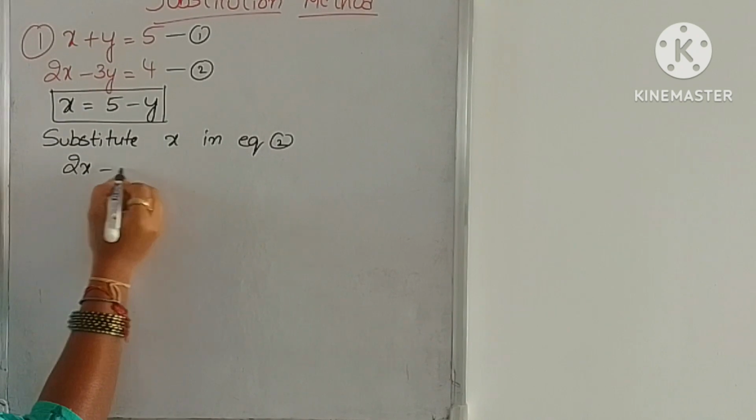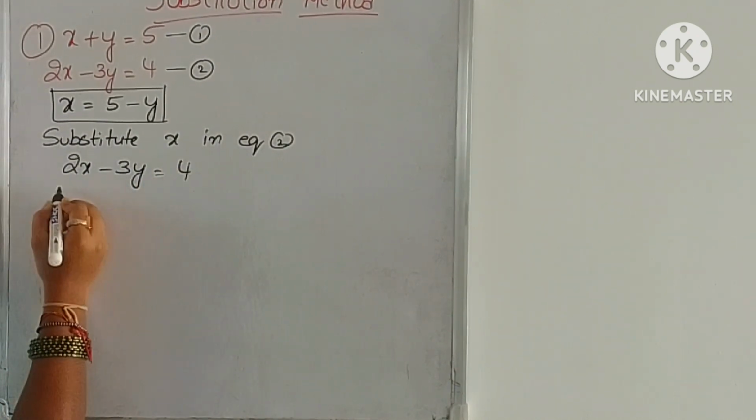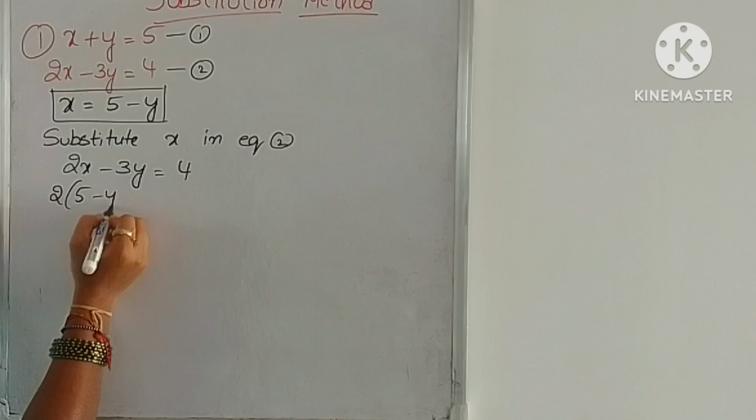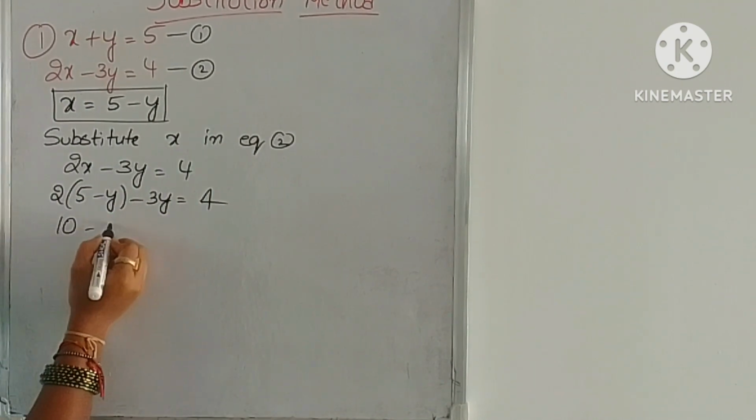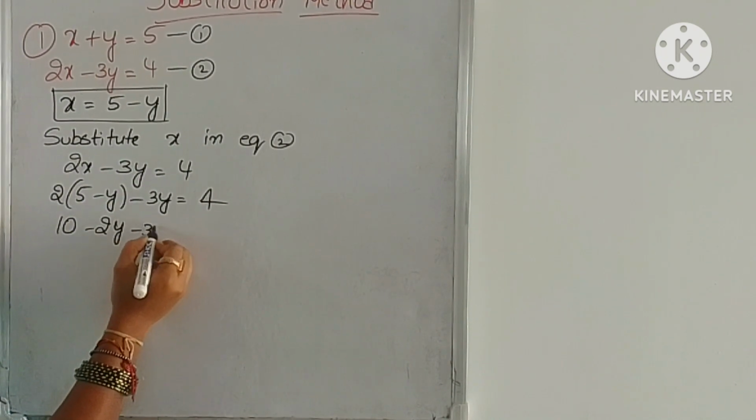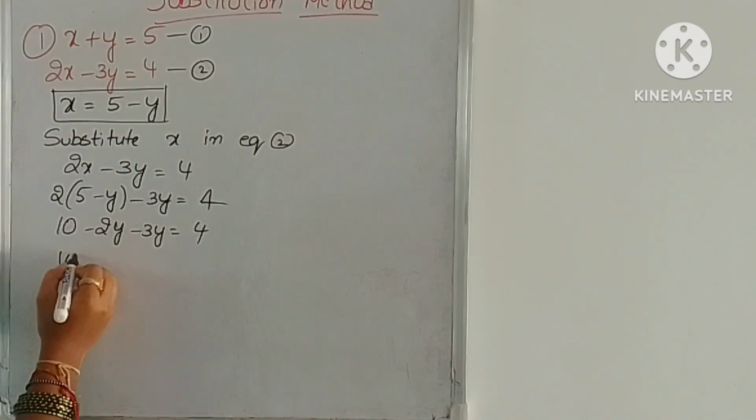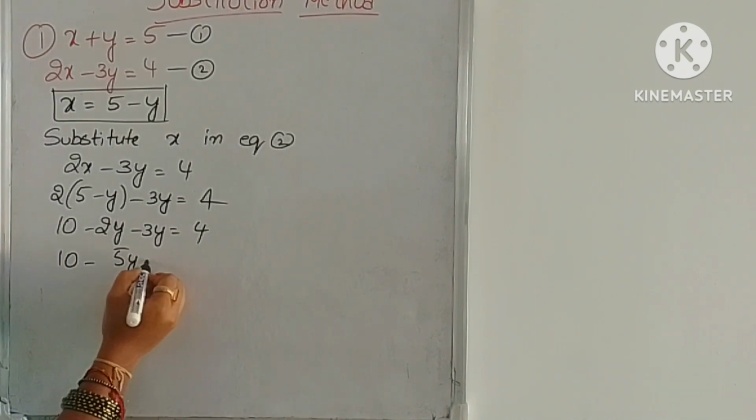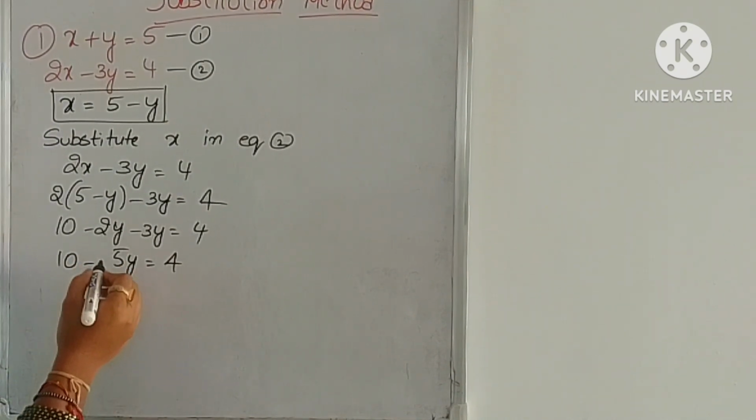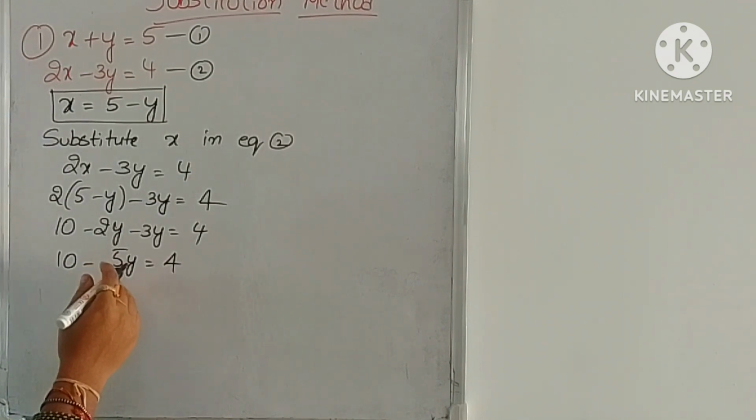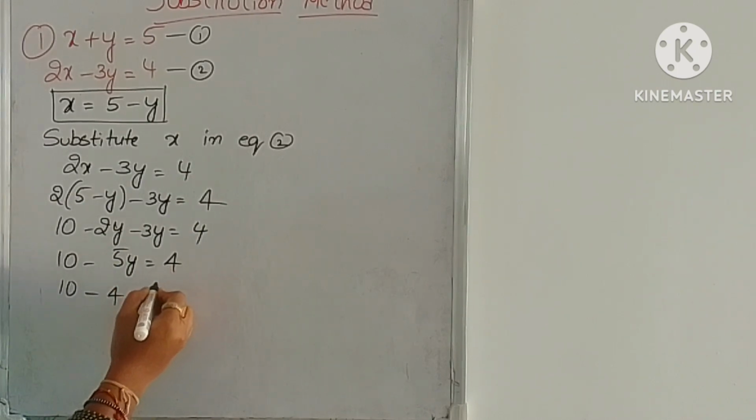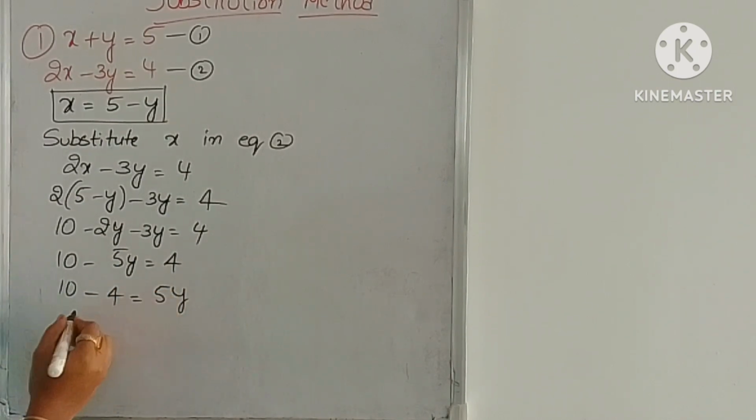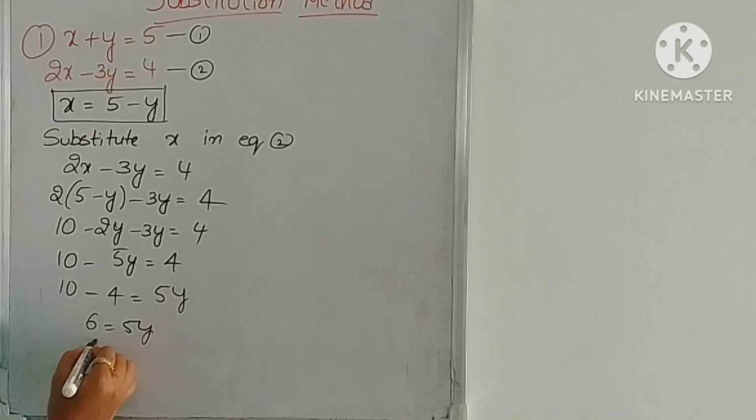So 2x minus 3y is equal to 4. 2 into (5 minus y) minus 3y equals 4. 5 twos are 10, minus 2 into y is 2y, minus 3y is equal to 4. 10 minus 2y minus 3y is 5y, equals 4. Now take the y variables to one side. So 10 minus 4 is equal to 5y; it goes to the RHS, so it will become plus. So 6 is equal to 5y. y is equal to 6 by 5, we have got.